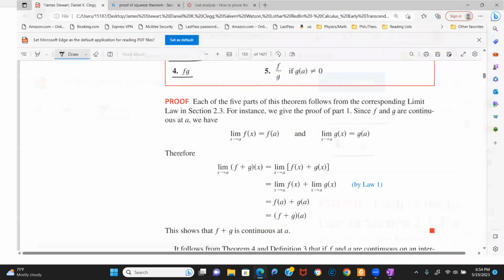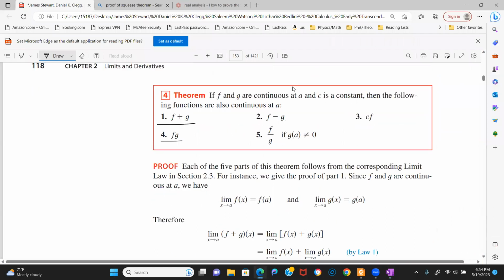All right, so now let's see. We have all these rules. If you take a sum of two functions that are continuous, it's going to be continuous. A difference is continuous. A scalar multiple, because c is a constant. Multiplying two continuous functions is continuous, and the quotient of two continuous functions is continuous, provided that g of a is non-zero.